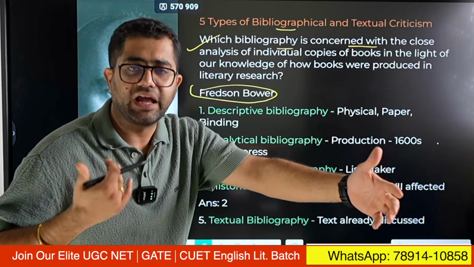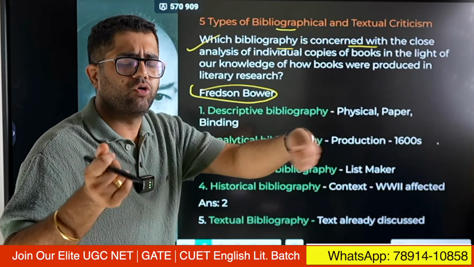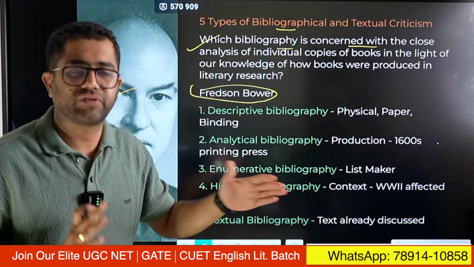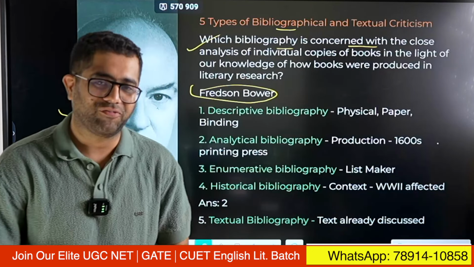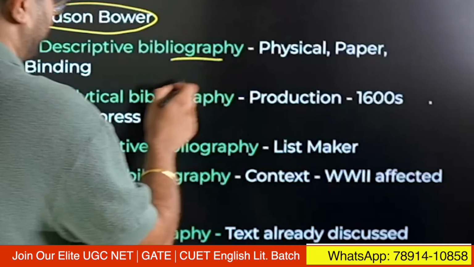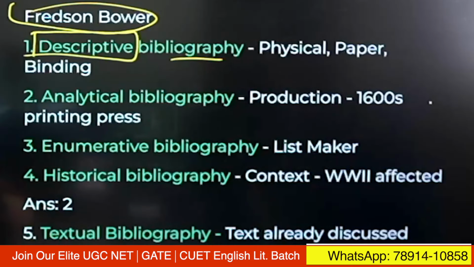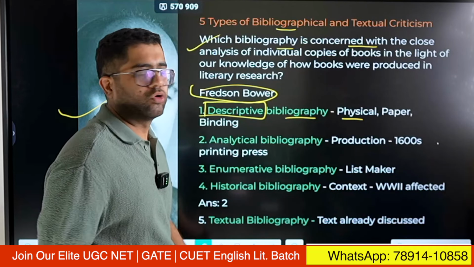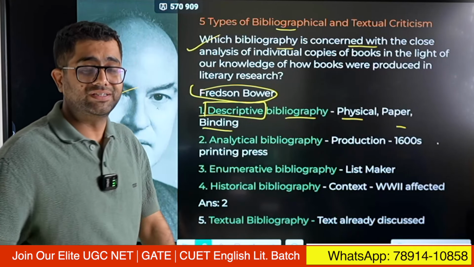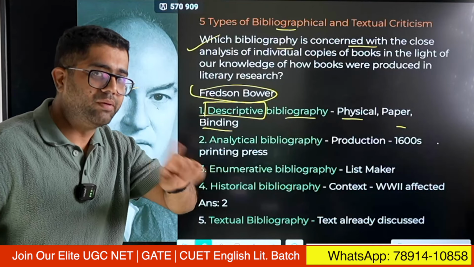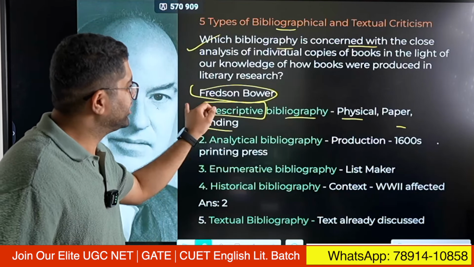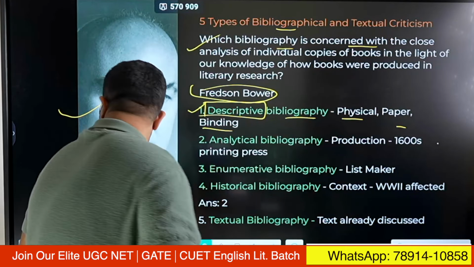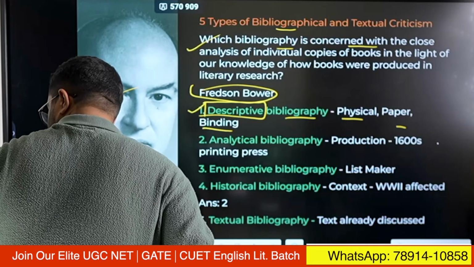Earlier the scholars were randomly doing all these things, but it was Fredson Bowers who created these 5 types of categories and put them under bibliography research. So, descriptive bibliography. Descriptive is very simple. Descriptive is how the book is looking from the outside, the appearance, the physical quality of the book, the paper quality, the binding of the book. That's what we have been discussing. Bibliography is all about ink and paper and all that. So descriptive bibliography means how the book is looking, how the book is appearing, what is the binding of the book.